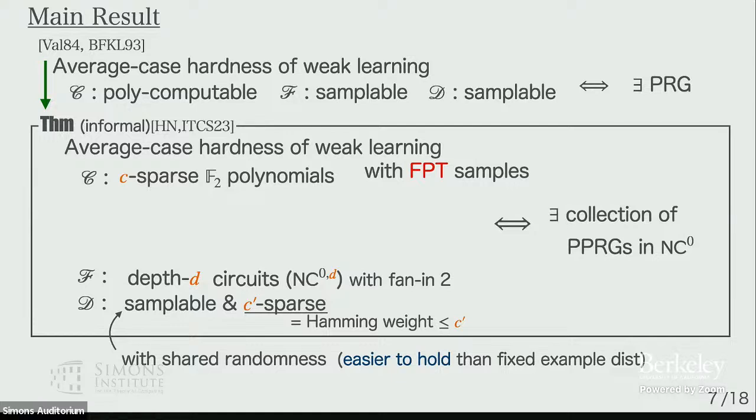All of them, yes. And can you explain again what C and F are? How do they play a role here? Okay, so F selects a function contained in this class C. So this F selects a representation of C sparse F2 polynomials. Okay. All right.